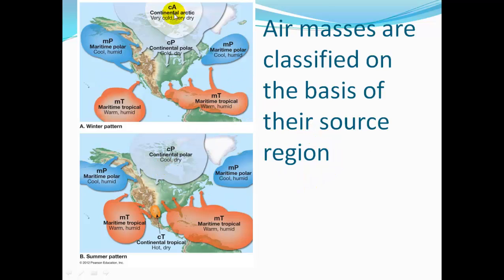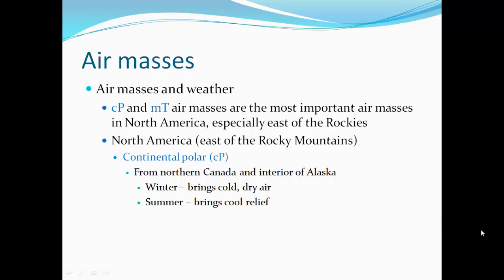Then in summer, we lose that continental Arctic. We just have a CP and our MPs and our MTs. And our MTs kind of expand. They cover all the Caribbean across this whole zone where we usually watch for hurricanes coming to Florida. The maritime tropical kind of takes over this region. The CP and MT air masses are the most important air masses in North America, especially east of the Rockies.